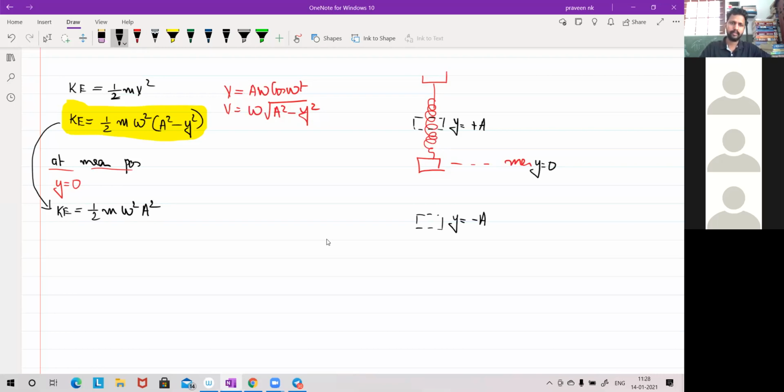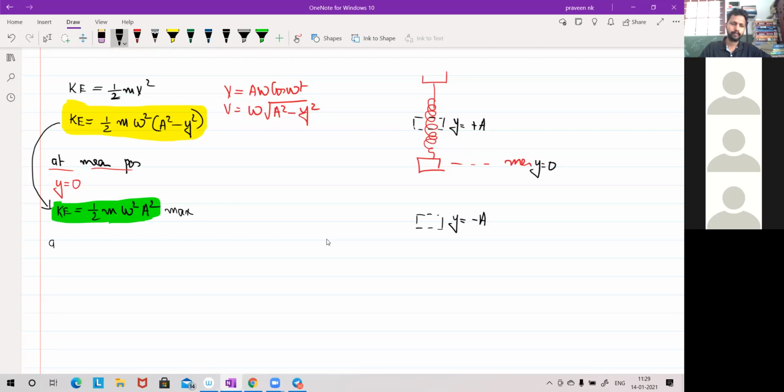If you analyze this equation, you could see half is constant, m is constant, omega is constant, and a, the amplitude, is constant. So this is the maximum value that kinetic energy can possess. At mean position the velocity is maximum, as we learned. Therefore, the kinetic energy is maximum at mean position.